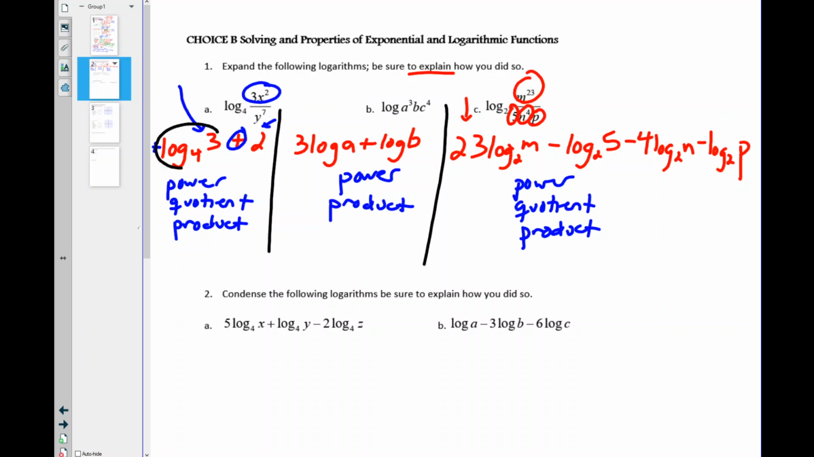So, see, here's a log that could potentially have been evaluated. But what's the problem with log base 4 of 3? What type of number would you get if you were to take that log? Irrational. It'd be irrational. So we leave it.